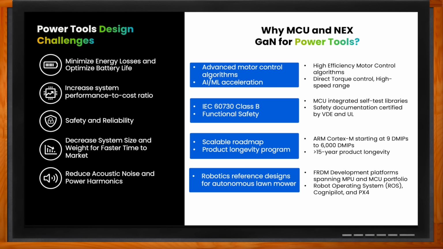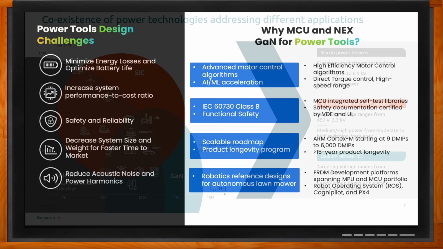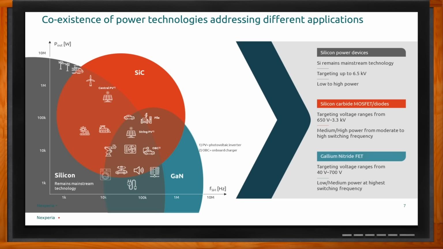So, Art, I know from previous Chalk Talks that different power technologies can be used for different applications. Walk me through how silicon, silicon carbide, and GaN solutions line up. The lineup is very interesting because silicon still remains mainstream technology, though it's slowly being replaced by silicon carbide and specifically gallium nitride. The target is low to medium and medium high power, which is about 6.5 kilovolts, and of course the kilowatts up there.